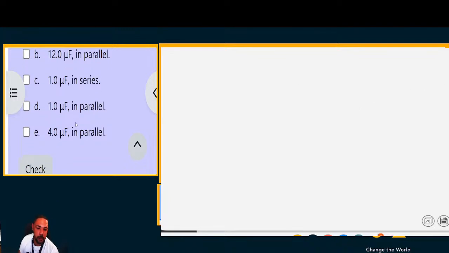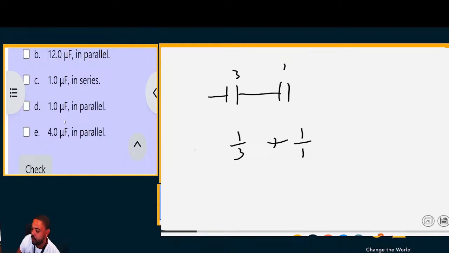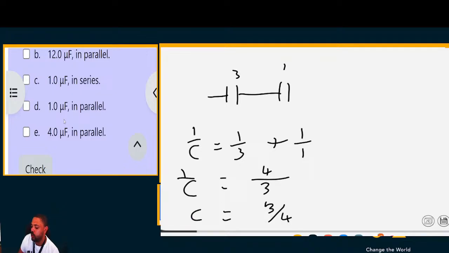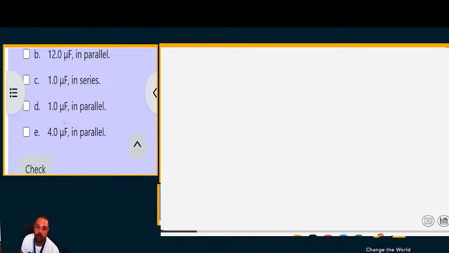Let's check if it's C, 1 microfarad in series. We have the 3 still, and we add 1, so it's 1 over C equal to 1/3 plus 1 over 1, which is 4 over 3. So C is equal to 3 over 4, three quarters. It's not that one. We want it to be 4.